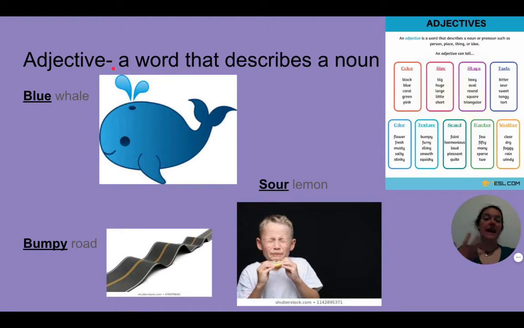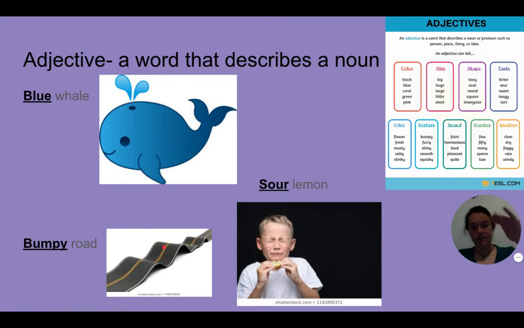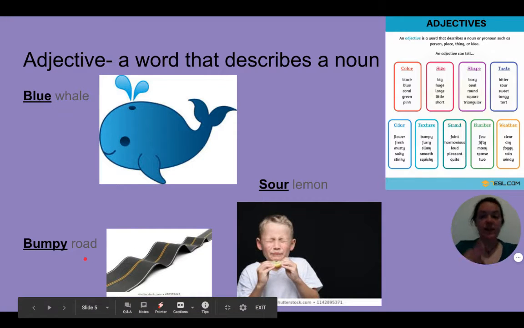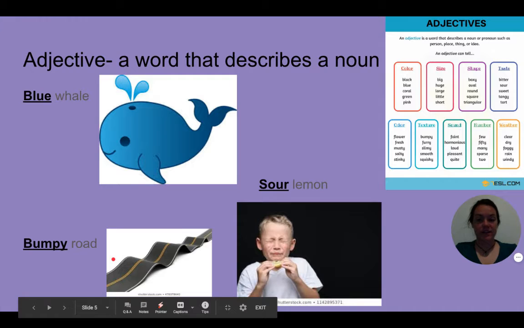And then if I have an adjective, I'm going to describe a person, place, or a thing. So here we go. We have a thing, which is a whale, and that's the noun. And then a blue whale is describing the color of the whale. Now, for example, we have a bumpy road. A bumpy, if you see, is something that has a lot of curves like this. Now, a road is a thing. So I know that a road is a noun, and then a bumpy road is describing the noun. So bumpy is the adjective.